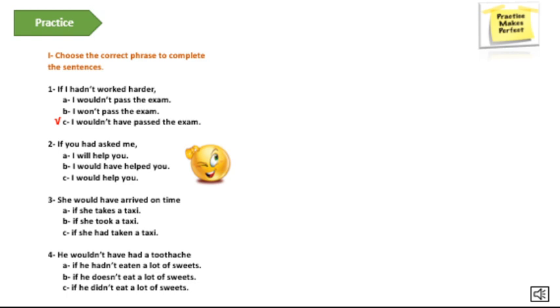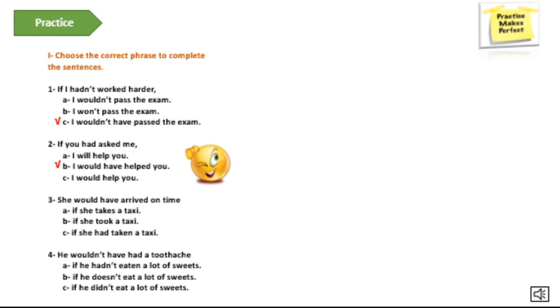Now, let's have a look at the second situation. If you had asked me, I will help you. If you had asked me, I would have helped you. If you had asked me, I would help you. Which do you think is right? Okay, the correct answer is B. If you had asked me, I would have helped you. Again, had asked, the past perfect in the if clause. A result clause we have would have plus verb in the past participle.